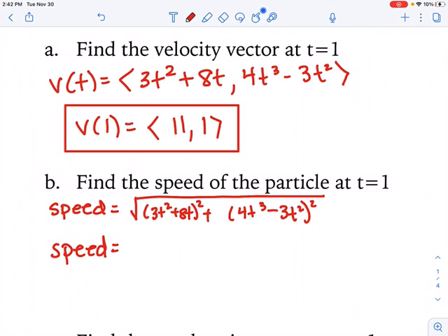So if we want our speed at 1, then we can plug 1 into this expression. So we have 11 squared plus 1 squared. So our speed is the square root of 122.